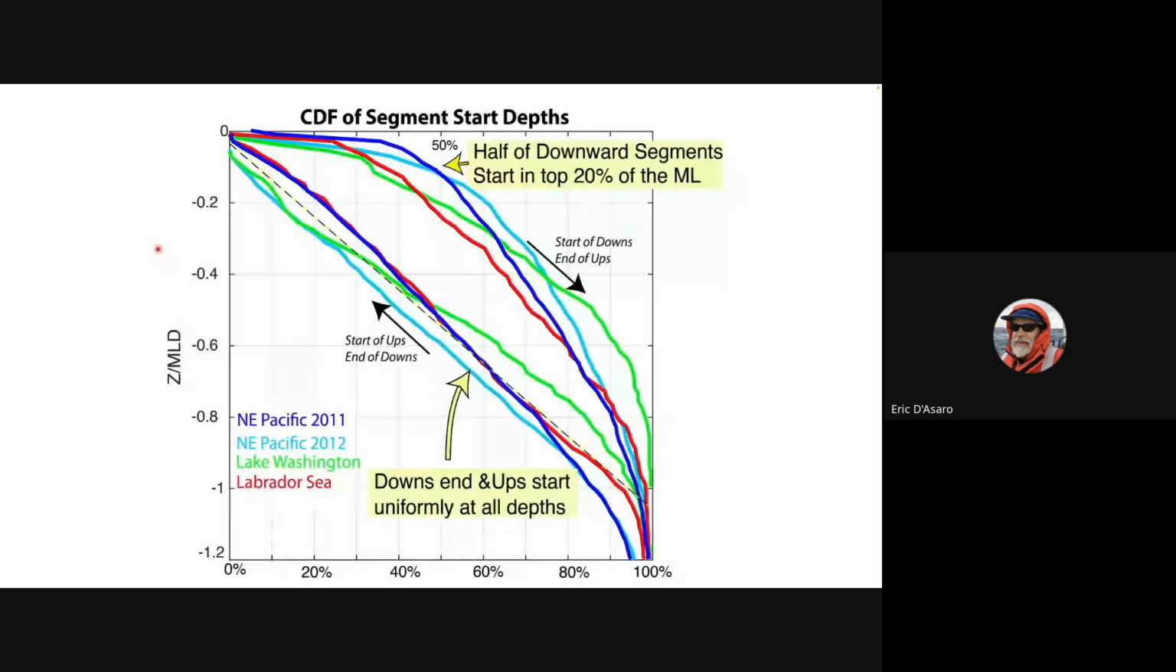Other questions? You could ask a question of how the floats work. I could talk about that for as long as you'd like.